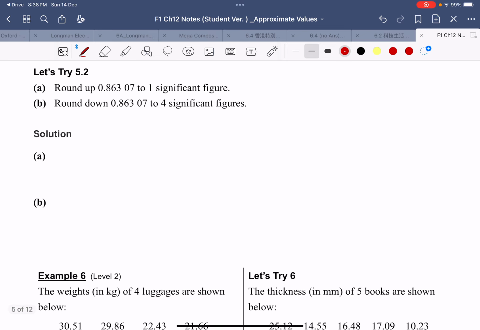Okay. Round up this number to 1 significant figure. Just 1. Round up, so it becomes 0.9. No matter what these numbers are, you go up 1 for the 8. Round down, 4 significant figures, 0.1234, but you are going to round down, you'll just leave this. So 8630, 4 significant figures.